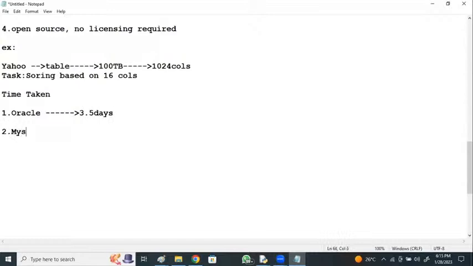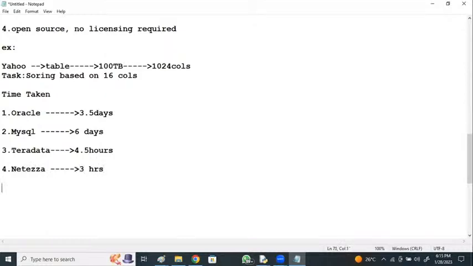MySQL has taken nearly 6 days to process it. And if you talk about specialized databases like Teradata, used for data warehouse purposes and able to handle TBs of data, it has taken just 4.5 hours. Another specialized database like Netezza has taken just 3 hours to process this.